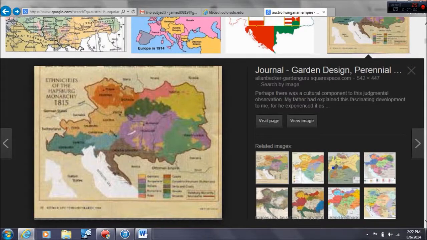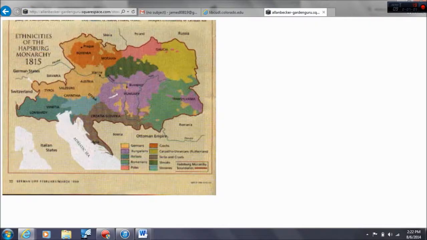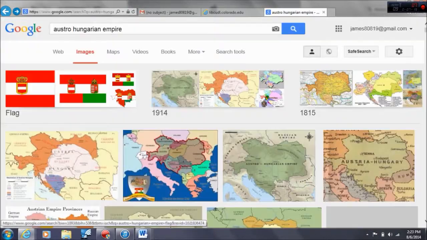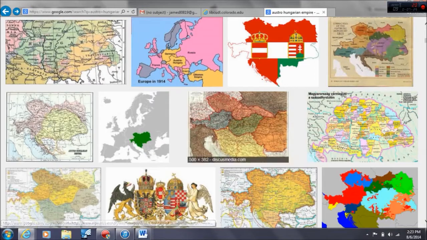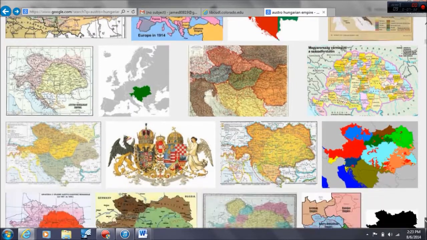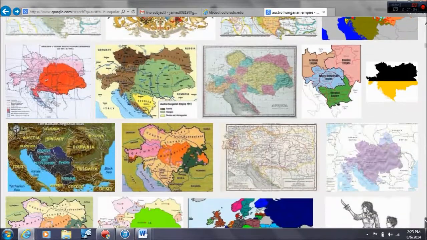There's a map when you type in Austro-Hungarian Empire. One of them is called the Ethnicities of the Habsburg Empire. Let's see if this gets any bigger. You can see a whole bunch. The map's not very clear, but you can sort of see different ethnicities within the empire. Part of that had to do with the Hungarian section of the empire, which had many ethnic minorities. This wasn't quite the map I was looking for. There's another one, it's a great map.